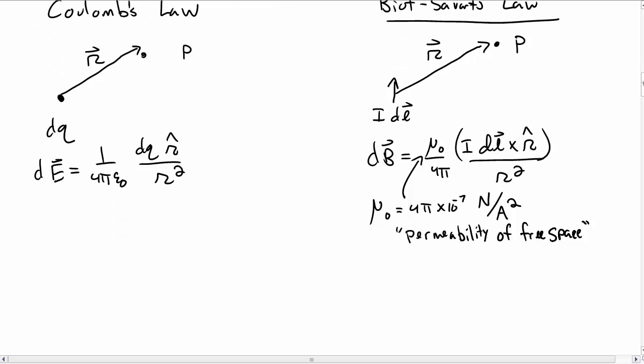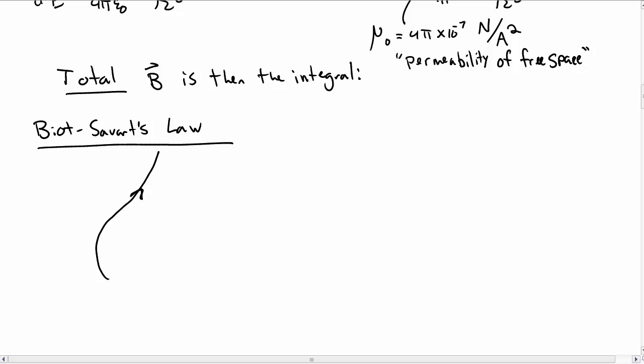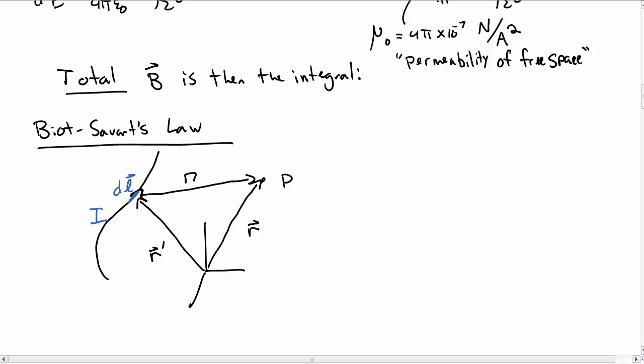Of course, the total magnetic field is then adding up the little bits of magnetic field from the little bits of wire. That will ultimately result in an integral, and this is usually what we call Biot-Savart's law, the full integrated version. So we have some wire, and there's some little bit of wire along here, call it dl vector, and a current flowing along this wire. Let's draw in some axes. So r prime points from the axes to my current, r points to my point, and curly r points from my current to my point.